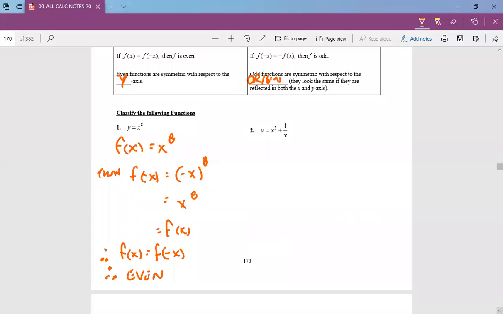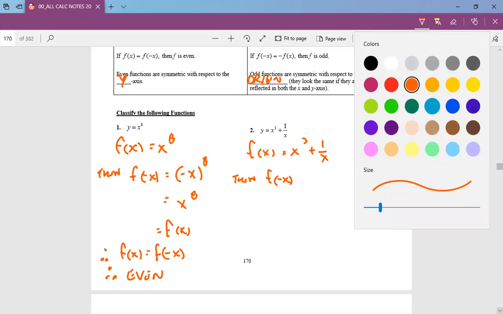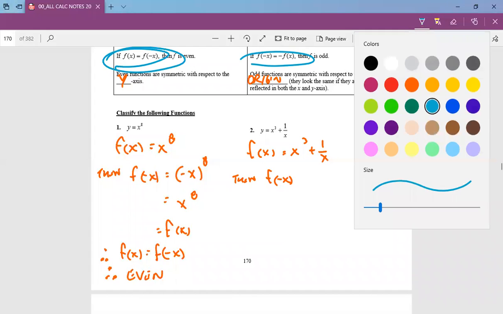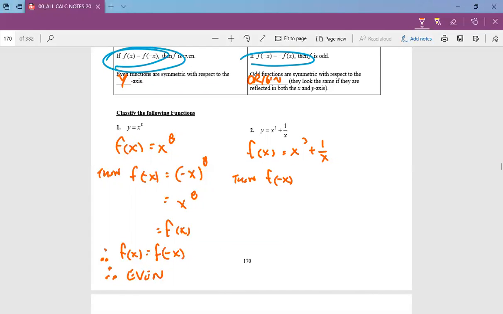Y is equal to x cubed plus 1 over x. If we consider that it's not just y, let's call it our function, f of x, and we have x cubed plus 1 over x. And then we consider what happens if we take f at negative x. Remember that for it to be even, it ends up being equal to our original function. And if it's odd, it's the negative of our original function. So then f of negative x is equal to, well, let's just substitute negative x and see what happens.